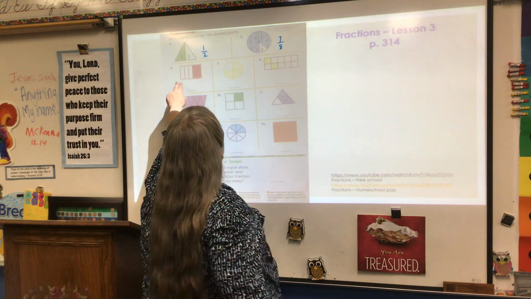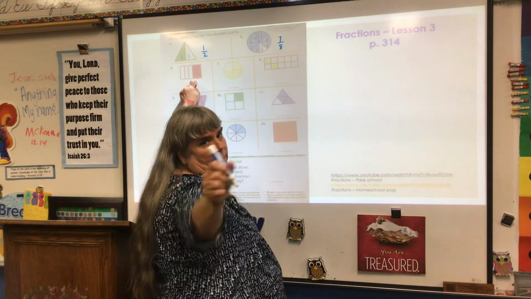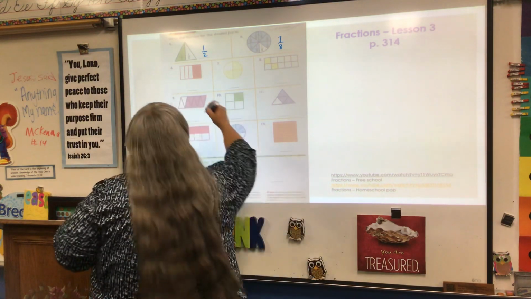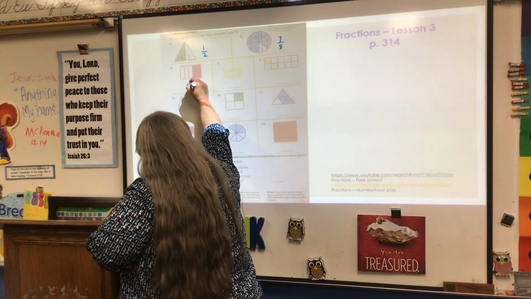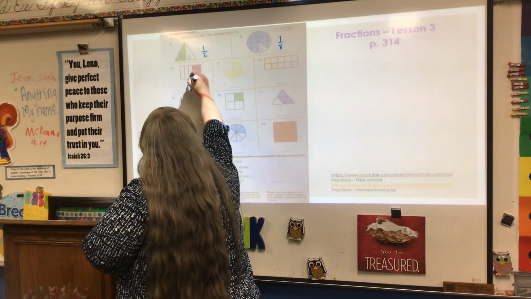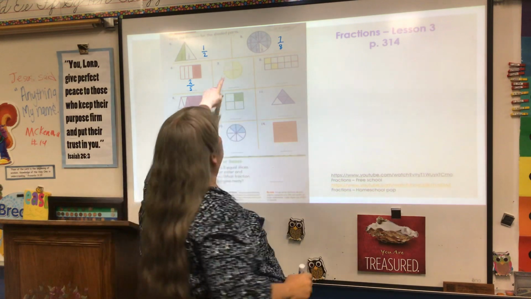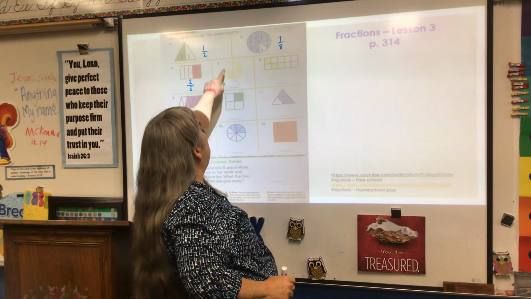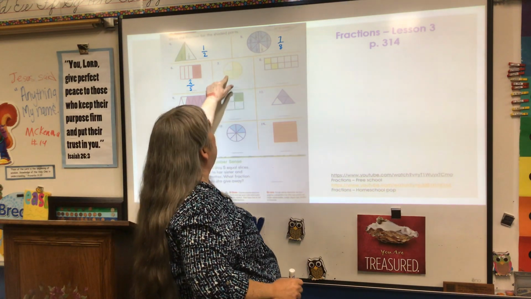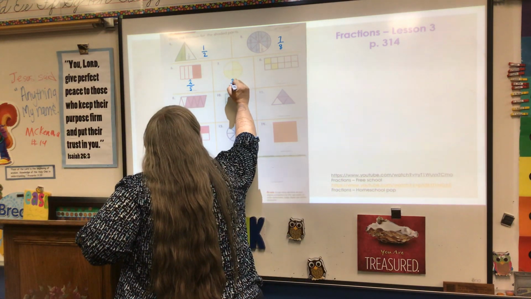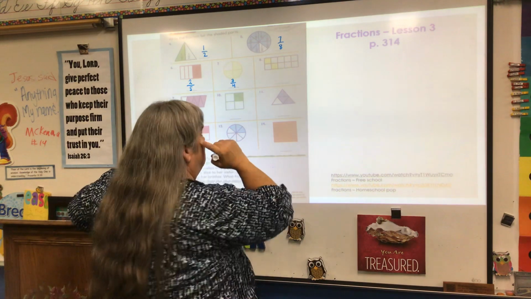Right here, it might be hard to see on here, but it's probably easy on your page. There are 5 altogether, so my bottom number is going to be 5. And 2 of them are shaded, so I'm going to put a 2. Okay, we talked about this on the other page. There's 4 altogether. 3 of them are shaded. So I'm going to say this one is called 3/4.